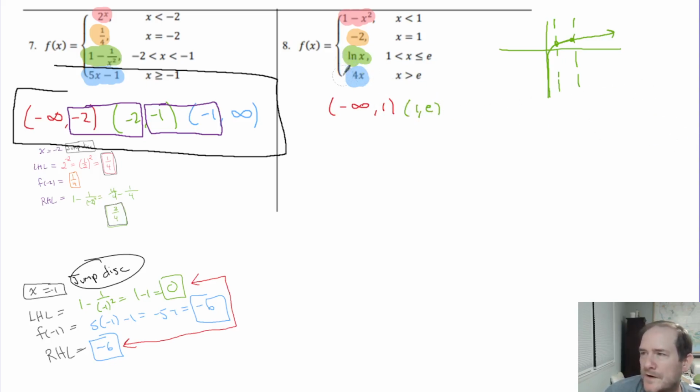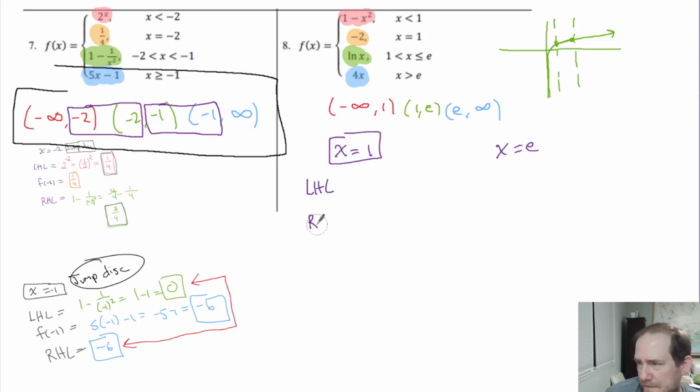And then 4x is another line, so from e to infinity, we're good. So I know for a fact that we're continuous on those intervals, and I'm just worried now about what's happening at x equals 1 and what's happening at x equals e. So what's happening at 1? Well, as usual, we're going to test our left hand limit and our right hand limit and the value of the function.